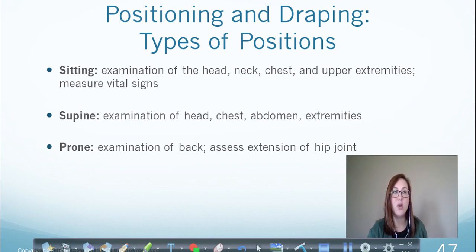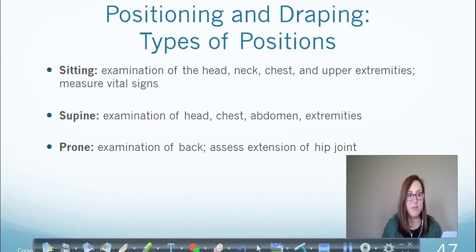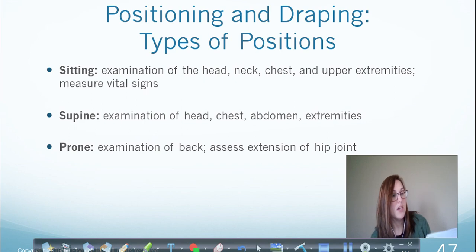So sitting, of course, you might be sitting on the exam table. That might be a position that the patient's in when the doctor's going to examine the head, neck, chest, or upper extremities. That's the position the patient is in when you are measuring vital signs.